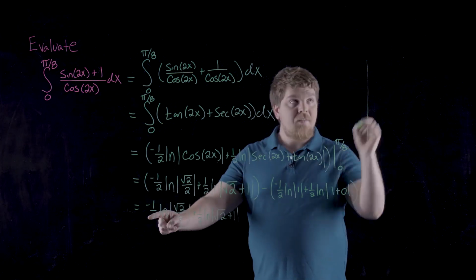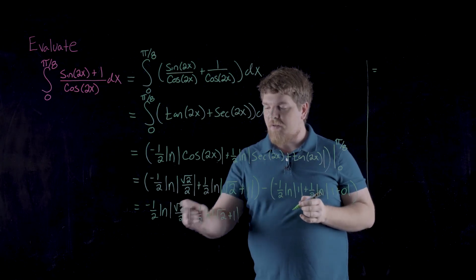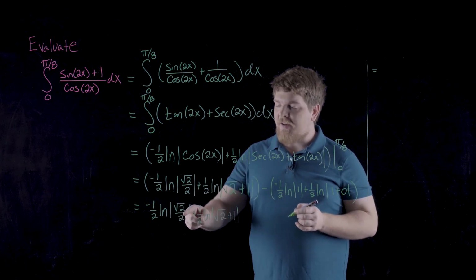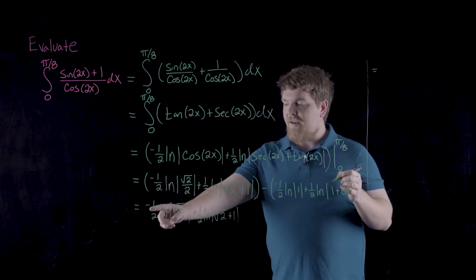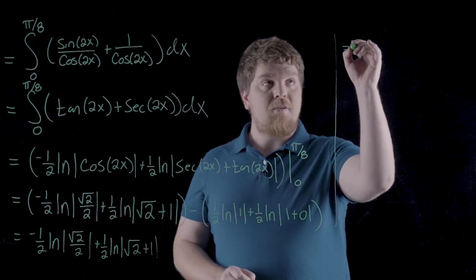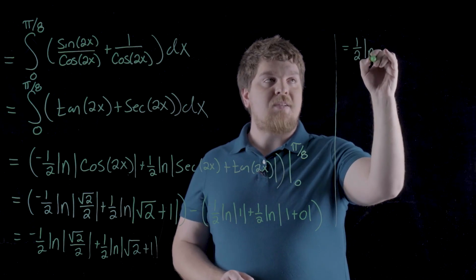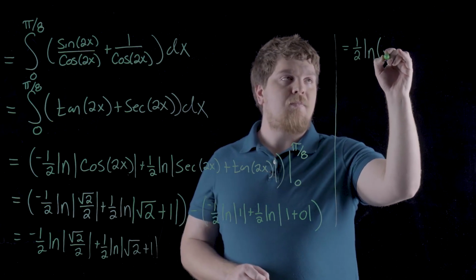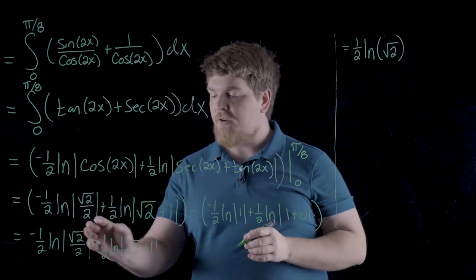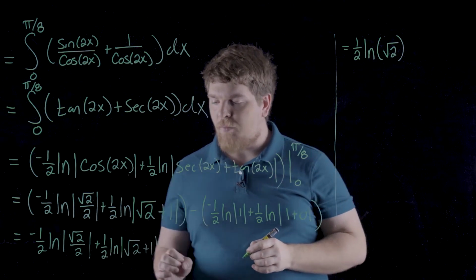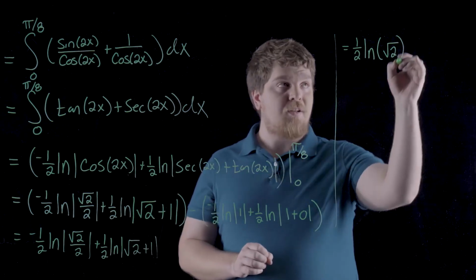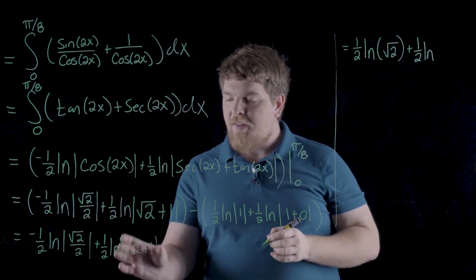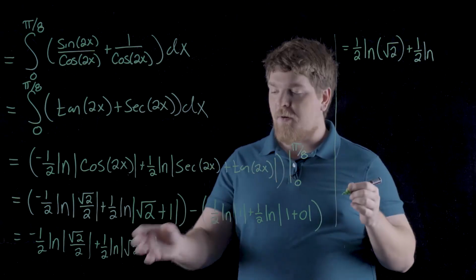So first of all, what we see is that we have a negative 1/2 times the natural log of the absolute value of the square root of 2 divided by 2. We can imagine bringing this negative out in front of the 1/2 into the natural log as an exponent, which would allow us to rewrite negative 1/2 times the natural log of the square root of 2 divided by 2 as 1/2 times the natural log of the absolute value of the square root of 2. Since the square root of 2 is positive, we can just leave our result as 1/2 natural log of the square root of 2. And over here, we do have a plus 1/2 times the natural log of the absolute value of the square root of 2 plus 1. Since the square root of 2 is positive and 1 is positive, the absolute value of the square root of 2 plus 1 is just the square root of 2 plus 1.